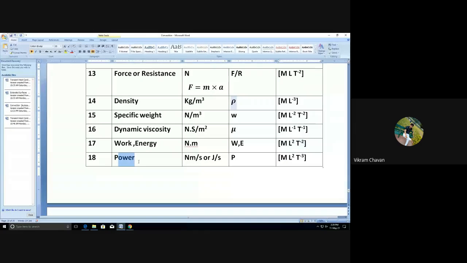The next one is the power. Power unit is Newton meter per second or joule per second, and symbol is capital P. If you remember the Newton dimensions, and the meter dimension is L raised to 1 and the second dimension is T raised to minus 1, then if you put these dimensions in this equation, you will get the power dimension as M L raised to 2 T raised to minus 3.